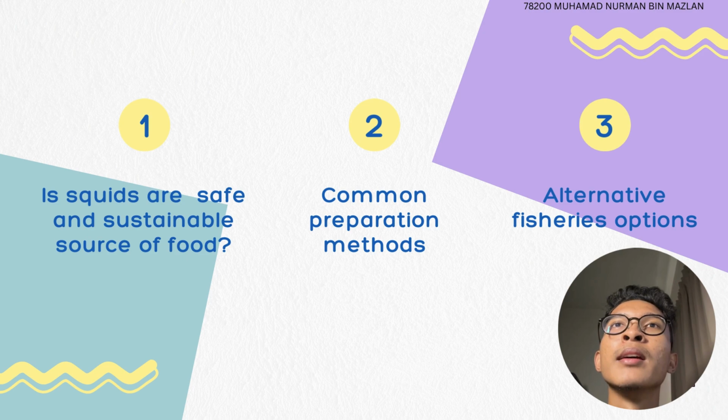And the last one, the alternative fishery option. Compared to many seafood species, squid are generally a more sustainable seafood option due to their short lifespan and rapid growth. Their ability to reproduce quickly. As long as they are harvested using selective techniques like jigging, squid can provide a renewable and eco-friendly food source. That's all from me.